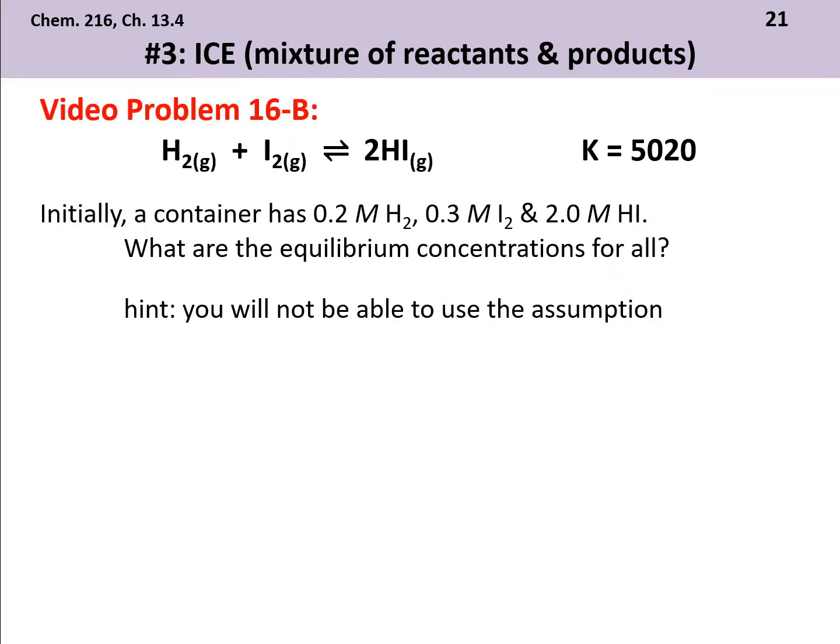All right, so let's have you guys do a problem. This video problem 16b. And we're going to use the exact same reactions, exact same K. And what I want you to do is figure it out if we have 0.2 molar H2, 0.3 molar I2, and then 2 molar HI. Okay? I'm going to give you a tip. You will not be able to use the assumption. Okay? You're going to have to figure out what it is. You're going to have to use the quadratic formula. Okay? But we're going to go ahead and show that on the video problem 16b.